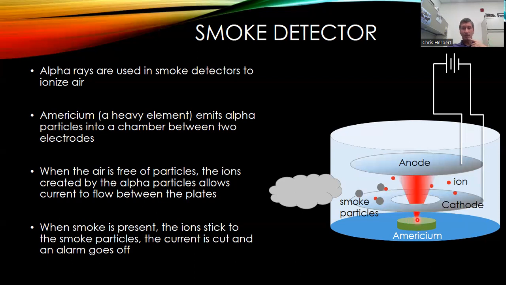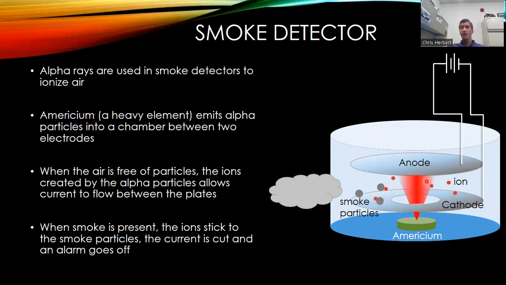But in any case, americium, as it decays, gives off alpha particles, and these alpha particles ionize the air. And these ions can carry electricity. So as long as the americium is giving off alpha particles, you have ions between these two electrodes, and a small current will run between the two electrodes, indicating that the air is clear. If I introduce smoke into the smoke detector, the smoke particles will adhere to the ions, or the ions will stick to the smoke particles.